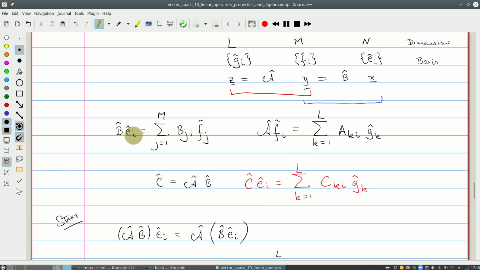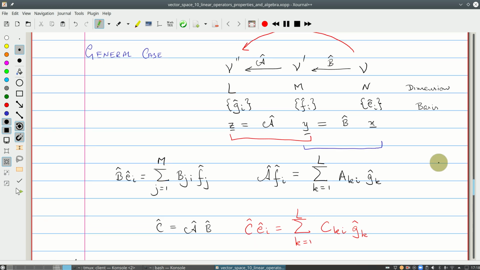Then B hat operating on e_i gives us a linear combination of the basis functions of the prime space, that's in terms of the f_i. A hat operates on the f_i's, because A hat operates on this space to get to the double prime space. A hat operates on the f_i to give you a linear combination of the g_k hat. And finally, C operates directly on the unprimed space and takes you to the double prime space. It goes from the e_i basis to the g_i basis. So C operates on e_i to give you a linear combination of the g basis.